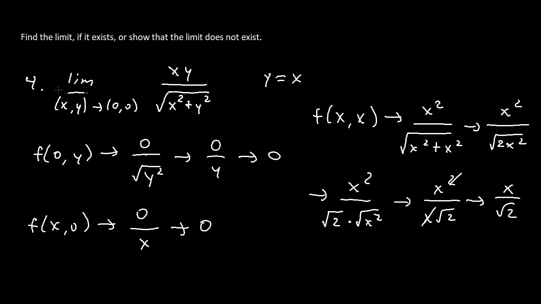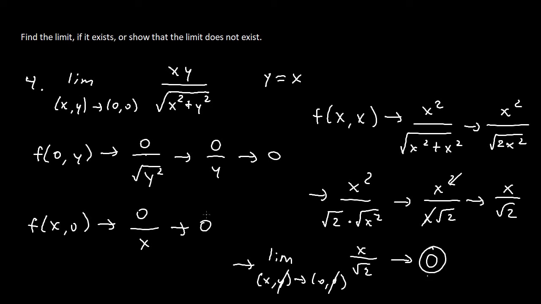Now we can rewrite the original limit. We have the limit as x and y approach 0, 0 of x over the square root of 2. Since we don't have a y variable, we don't have to worry about the y limit. But we do have an x as x approaches 0. So let's plug in 0 for x, and we'll get 0 over the square root of 2, which is 0. Since the limit along the equation y equals x, the line y equals 0 and the line x equals 0 are all 0, that tells us that the limit does exist, and the limit is 0.